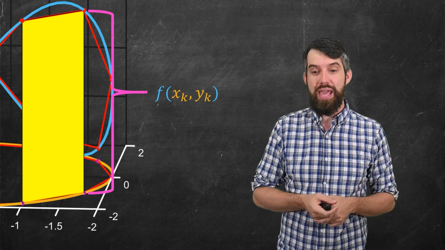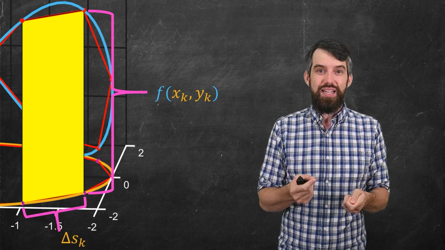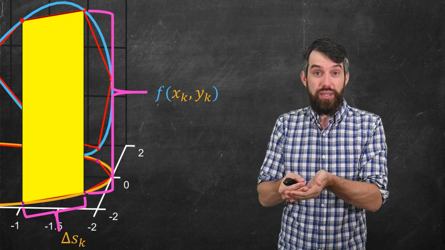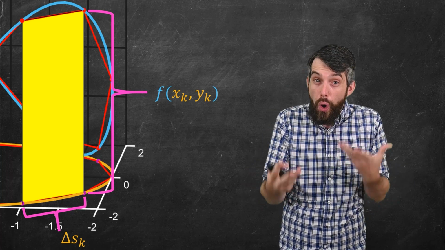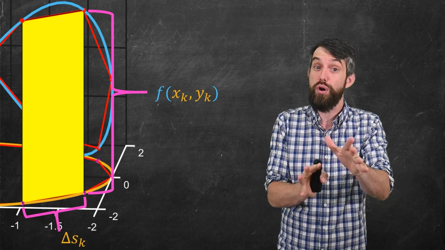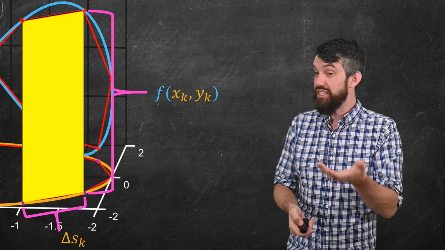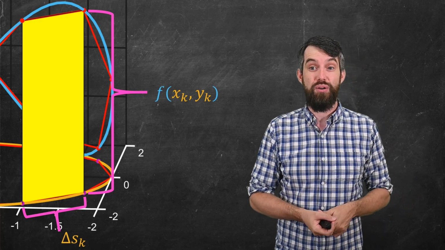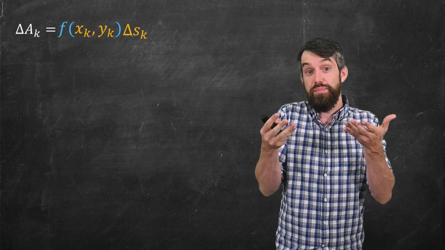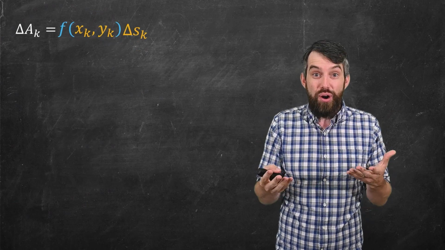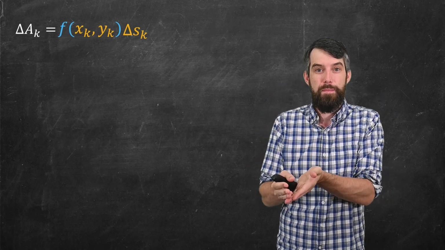And then, well, what about the base? The base I now call delta sk. s is the symbol for arc length. So basically I'm saying, well, I've got a little arc length down here on the bottom. I'm going to call that delta sk. We're going to investigate it more in a moment, but right now I'm just going to call it delta sk. And then, well, what's my rectangle? It's these two things multiplied together. It's got the height, f of xk, yk, and then it's got the width, delta sk. And together, that is my delta Ak, my little area, my kth area.